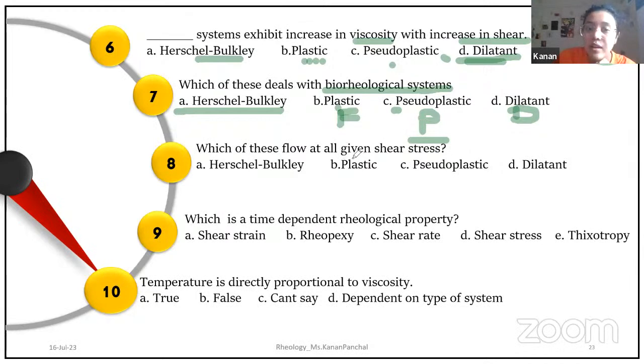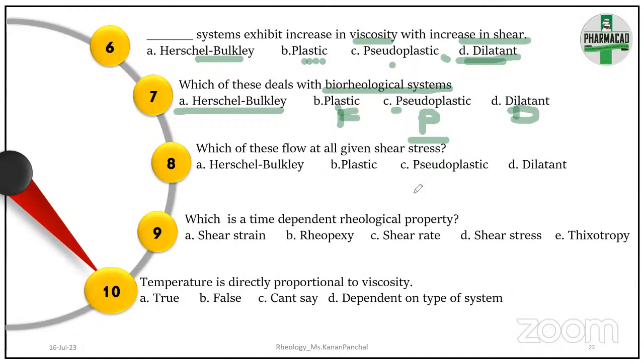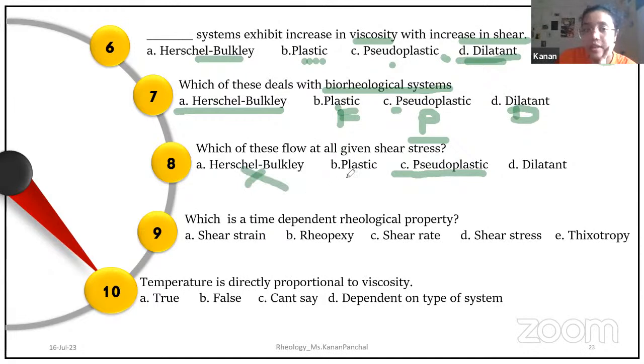Which of these flows at all the given shear stress? At every shear stress it will flow. Pseudoplastic. Very good. Not Herschel-Bulkley because it requires a yield point. Even plastic requires a yield point. In a dilatant system, as you keep increasing shear stress, the viscosity keeps increasing and eventually it will stop flowing at a point. So not dilatant also. So pseudoplastic is the correct answer.